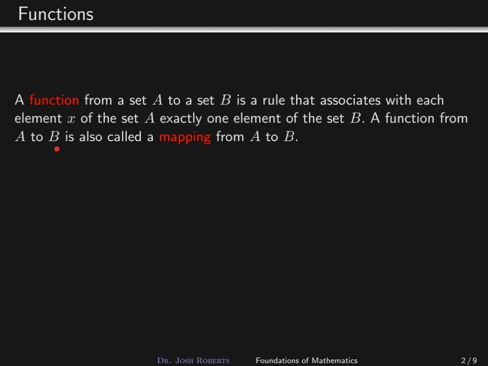And then a function from A to B is also called a mapping from A to B. But be a little bit careful if you're reading other papers or books or anything. Sometimes mapping specifically refers to what are called continuous functions, especially in the context of topology or real analysis.